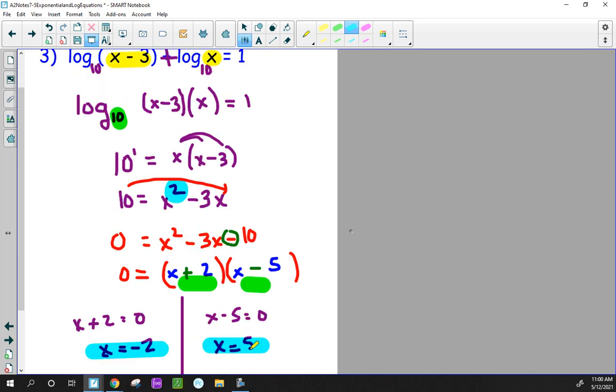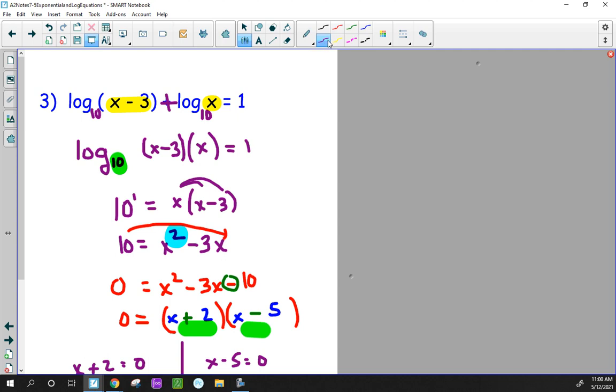You can check it by, let's check 5 quickly. You can throw 5 back up here. Do log base 10 of 5 minus 3 plus log base 10 of 5 equals 1. So in other words, log base 10 of 2 plus log base 10 of 5 is equal to 1. And check it that way. You can do it in a calculator scenario. You can actually look at it like this too. Again, right now I'm checking just the 5. So 5 minus 3 is 2. When I put 5 back into x here, it's log base 10 of 5 equals 1.